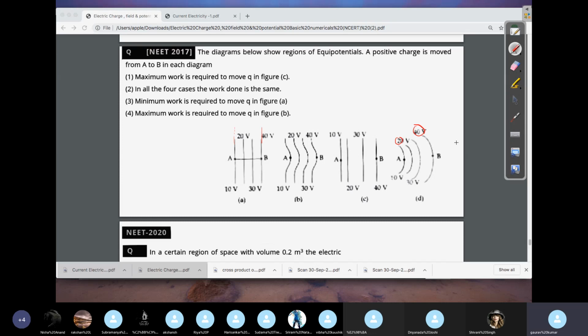Please, you all give the answer for this question. A very, very easy question. Trust me, it's very easy. See this question carefully. You have some equipotential surfaces given to you, and then you're moving a charge from one point to another. They're asking you what the work done is, and they're asking you to compare it. This is the question here.